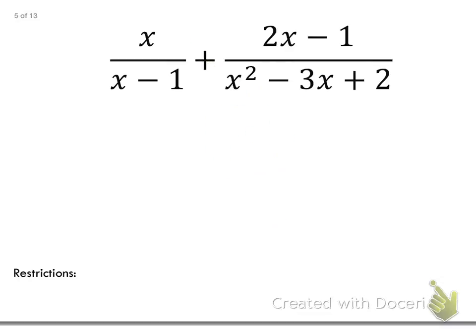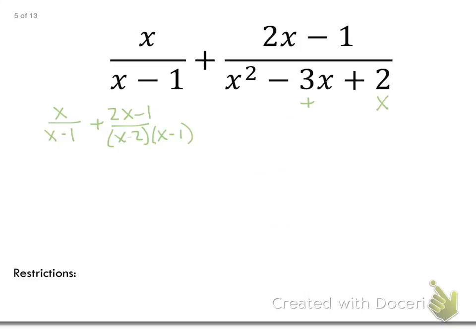So here's my first one. My first step when doing these is, do they have a GCF or can they be factored? This one does not have a GCF and it can't be factored. This one and this one both don't either. This bottom one I can factor. What multiplies to 2 and adds to negative 3? That is going to be negative 2 and negative 1.